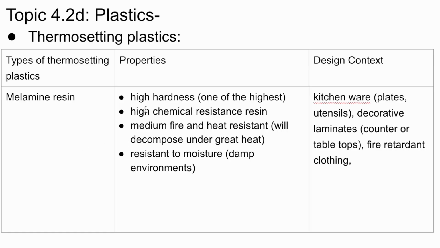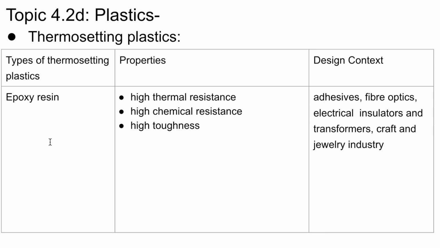Melamine resin has a high hardness. It's one of the highest of plastics. It's highly chemically resistant. It is medium fire and heat resistant, and it will decompose under great heat. It's resistant to moisture. So kitchenware, like plates and utensils, are one example of where you see melamine resin. Decorative laminates on countertops and tabletops, or fire retardant clothing is another place you'll see melamine resin.